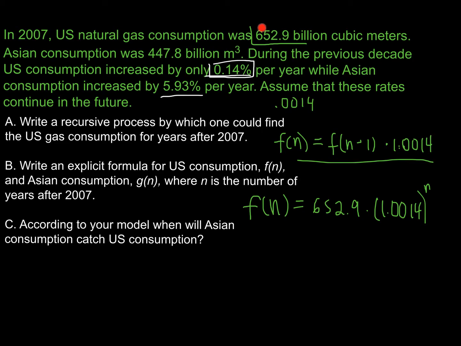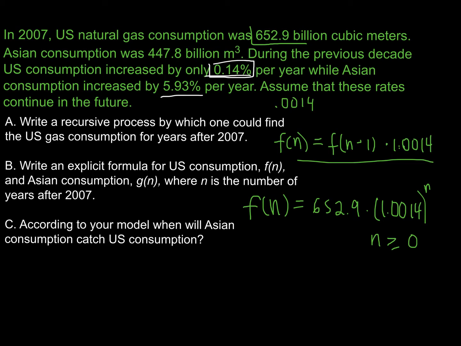In 2007, this was the consumption. So when n is 0, I want this 1.0014 to be to the 0th power so that I end up with just 652.9 billion cubic meters. And so this is, of course, for n greater than or equal to 0. And that's pretty simple, and this should seem very familiar because we've already talked about exponential growth, and now we're building upon our knowledge of sequences to further create formulas to model real-life situations.